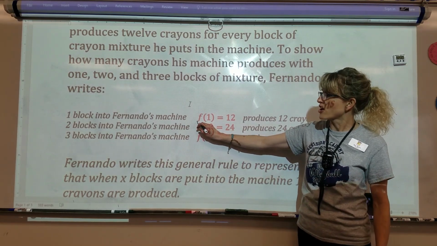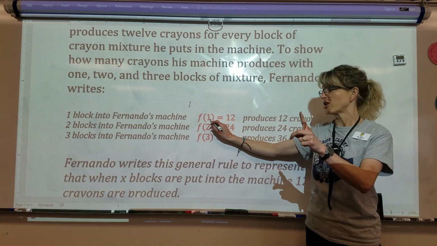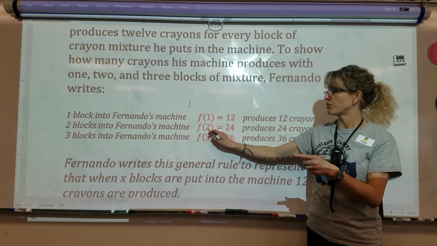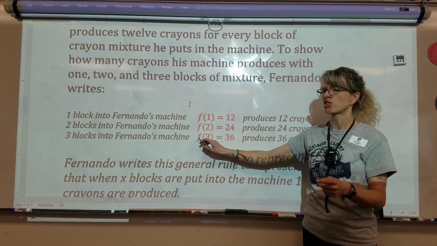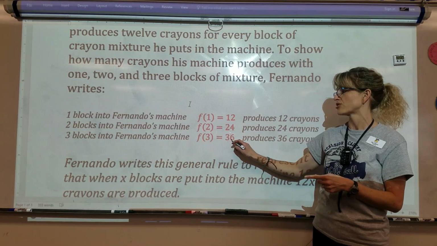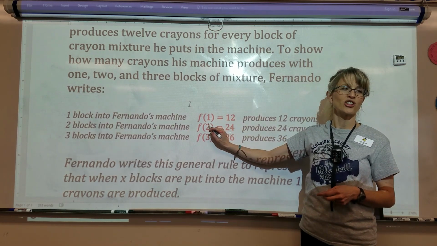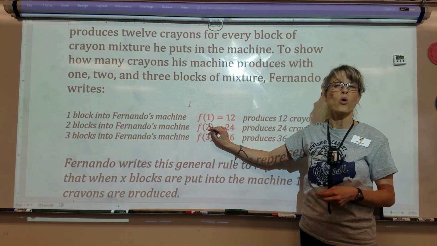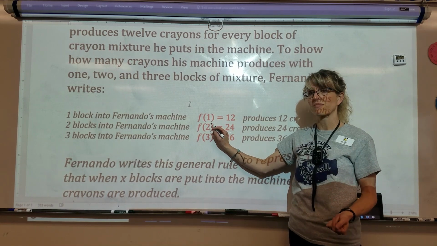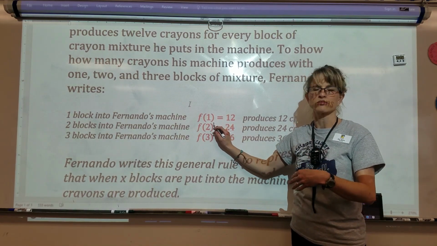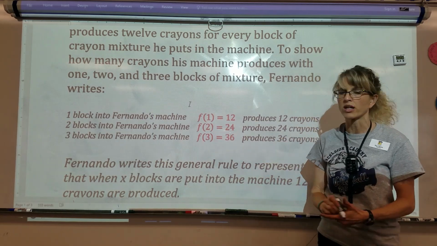This says a function with 1 as the input has 12 as the output. A function where 2 is the input, the output is 24. A function where 3 is the input, the output is 36. So this f with a parenthesis and 1, it's called function notation, and we say f of 1. How do we say it? Get ready? F of 1. F of 1 is short for a function with 1 as the input. It's just a shortcut way of saying that.